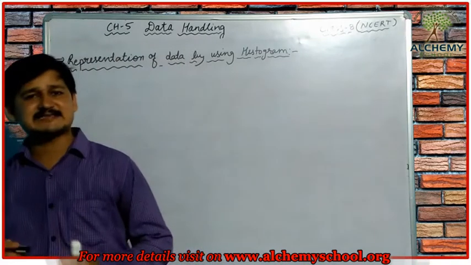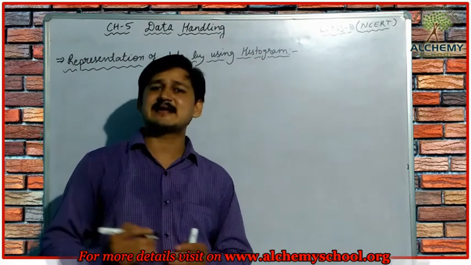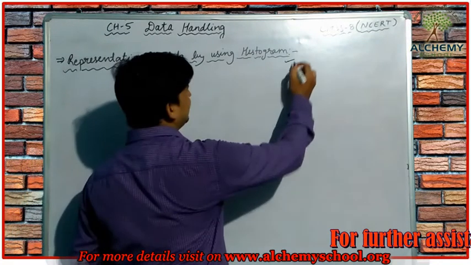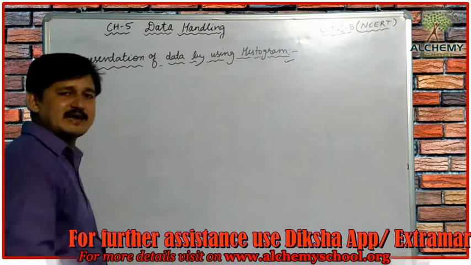When the given data is divided into different class intervals and the data is in continuation form, we can represent the given data in the form of histogram. We can understand it by taking one example.